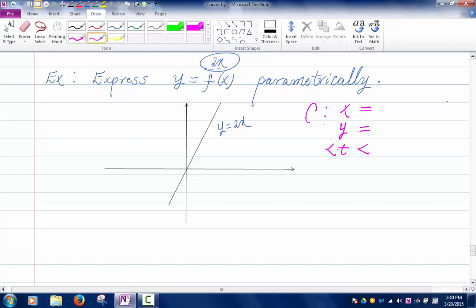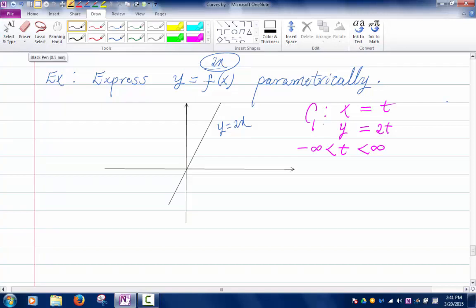So what can I pick x to be? Very good. If I pick x to be t, what is y? 2t. Notice that if x is t, y is 2t, together it means y is twice x, right? So now what should be the interval for t? Notice that x is t. I know that for the line, x is going from negative infinity to positive infinity. So x could be anything. So I need t to be anything as well. So this is one possible parametrization. Let me call that C.